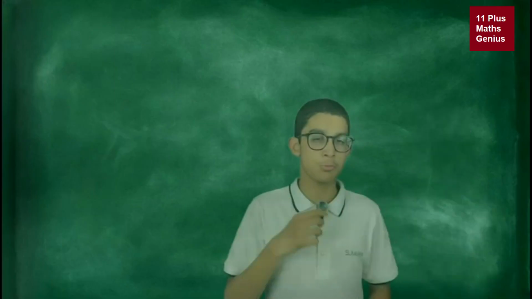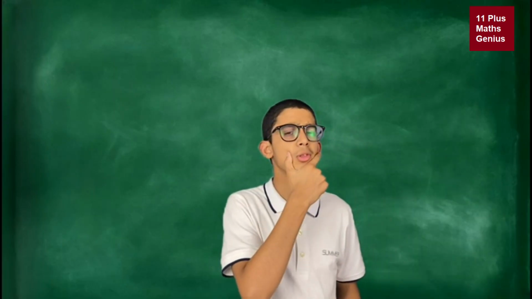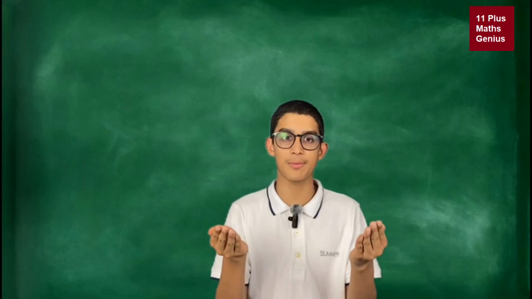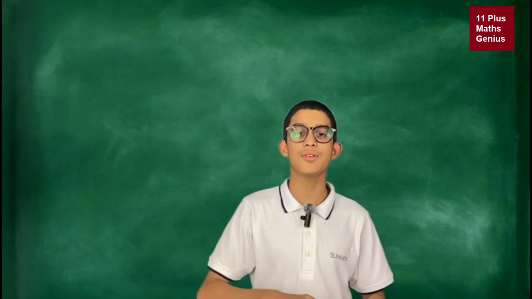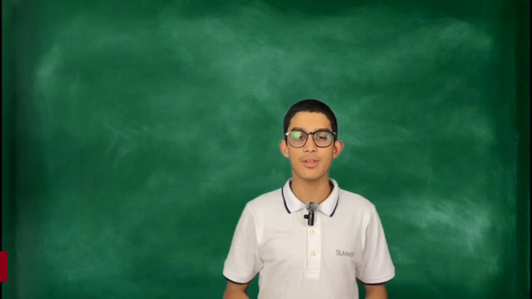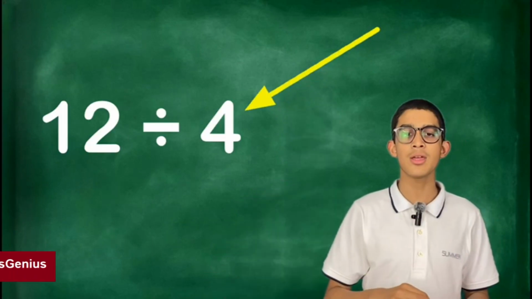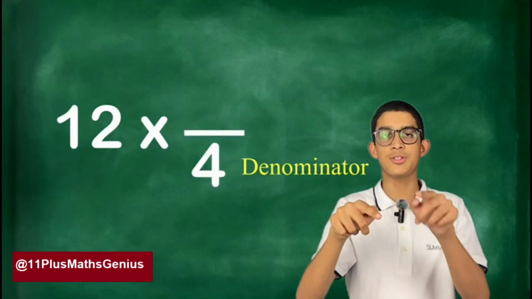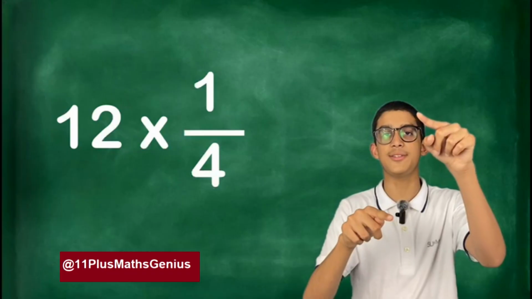If you forget which operation to do first, there's a simple trick to avoid the BODMAS rule. Turn all the division into multiplication. To do this, the number next to the division sign, put the numerator as the denominator and the denominator as the numerator.